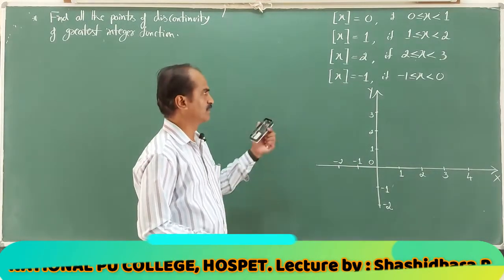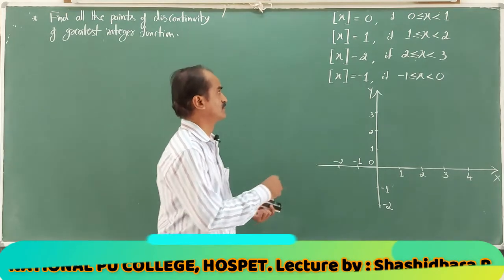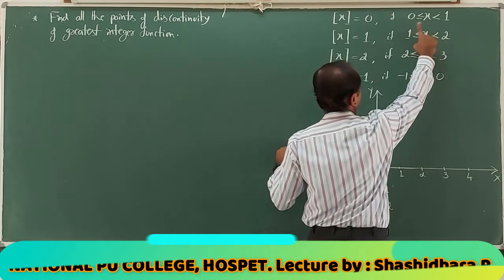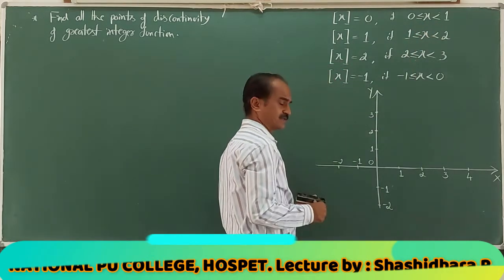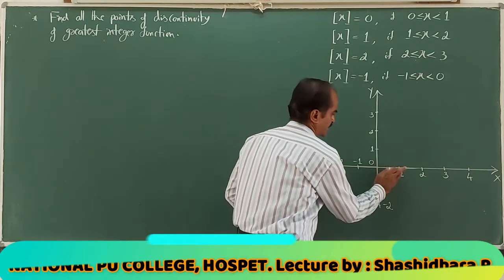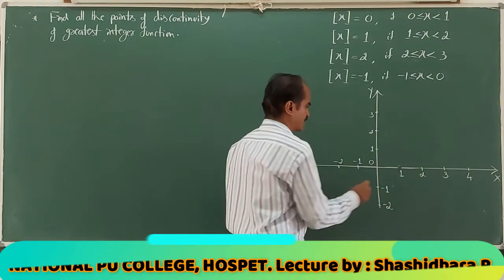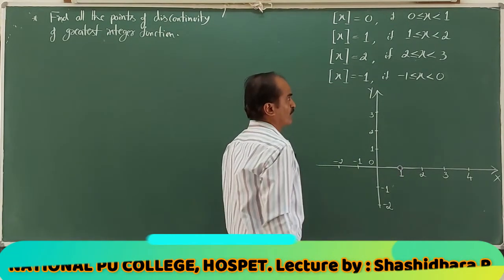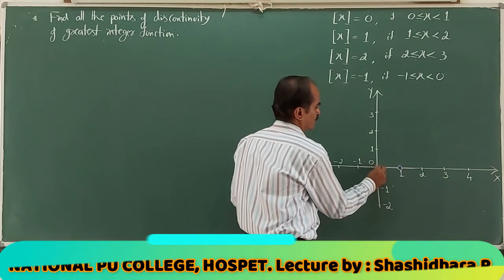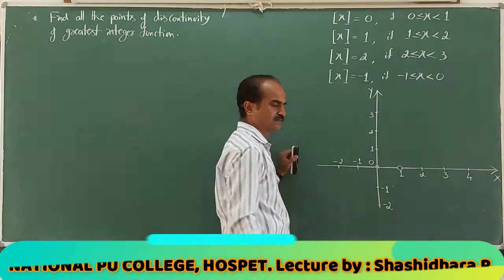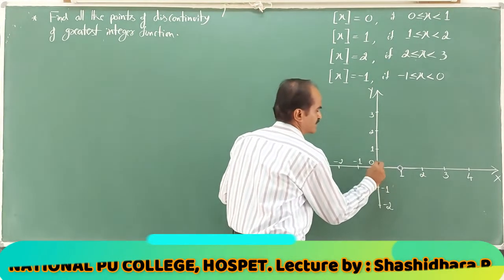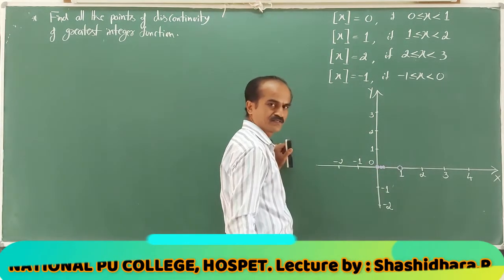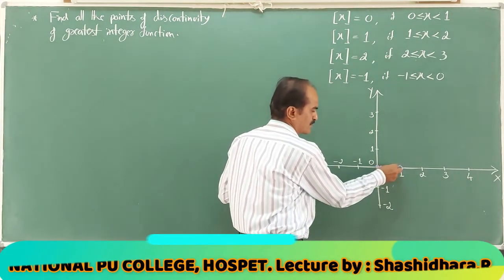Okay, now let me take one by one. The greatest integer of x is 0 for all values of x that lie in this interval, greater than or equal to 0, strictly less than 1. So strictly less than 1, not equal to 1. Here let me write a not. We have not taken x equal to 1. When x is 0, the greatest integer function will give us 0. When x is 0.1, it will give us 0. When x is 0.2, it will give us 0. Like this it goes up to 0.999.